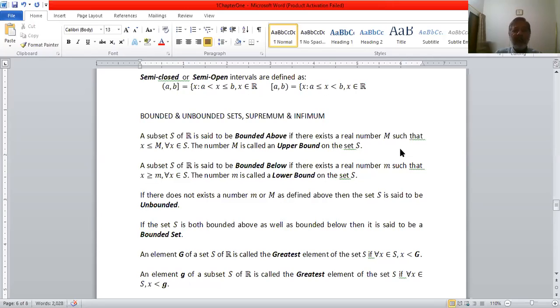लेकिन अगर मुझे ना लोअर बाउंड मिले ना अपर बाउंड मिले, that means I cannot find a finite number capital M which is an upper bound of the set. I cannot find a small m which is a lower bound of the set. Then the set is not bounded, it's unbounded. So when do we say the set is bounded? यहाँ हमने bounded above define किया, यहाँ हमने bounded below define किया. If a set is both bounded above as well as bounded below, then it is said to be a bounded set.